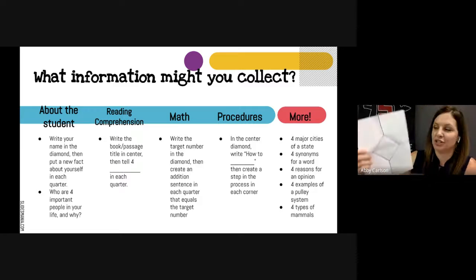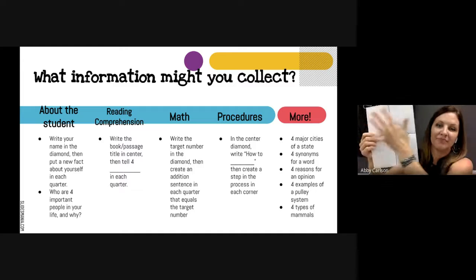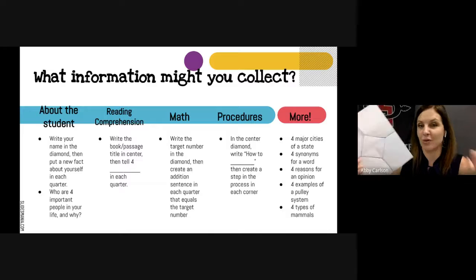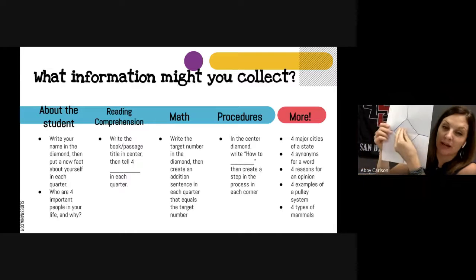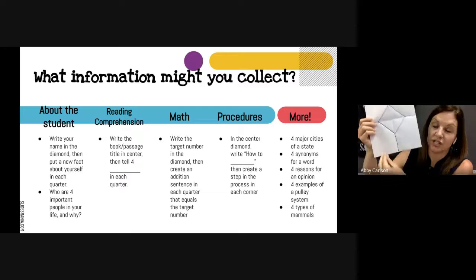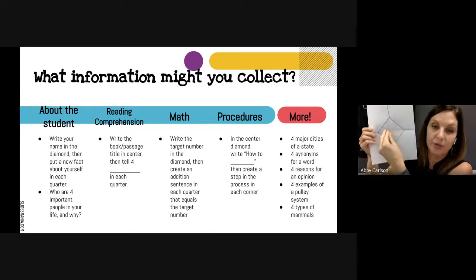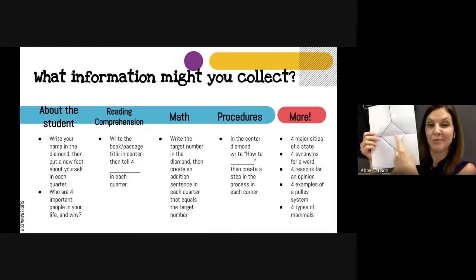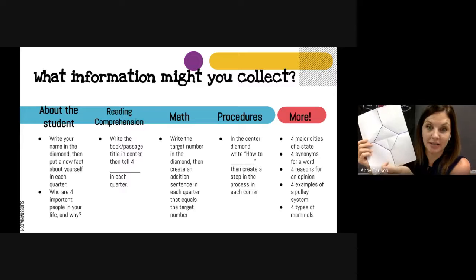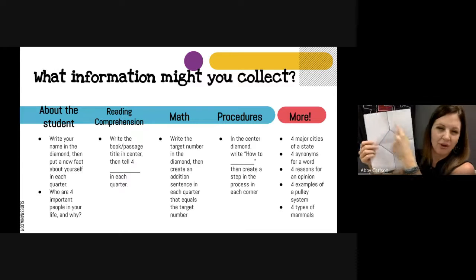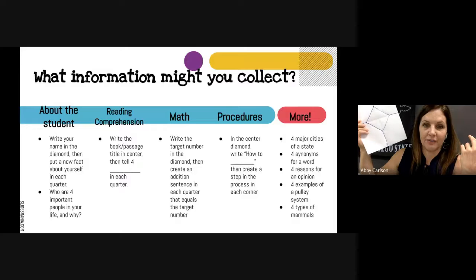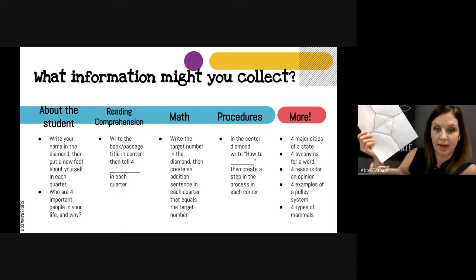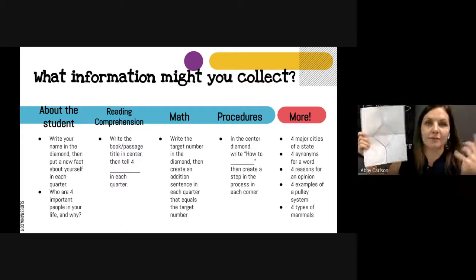For reading comprehension, write the title of the book, then think of 4 things students could write about the book. So many different ways to answer this. Math, we could write a target number, write 4 addition sentences that equal the target number. We could even get as easy as in the more section, 4 major cities of a state. So if we wrote New Mexico, what are 4 major cities of New Mexico? We could write mammals in the center, 4 different types of mammals, egg laying, aquatic, whatnot.